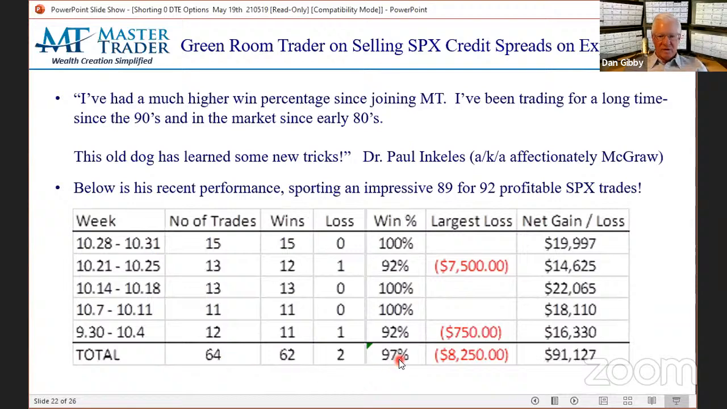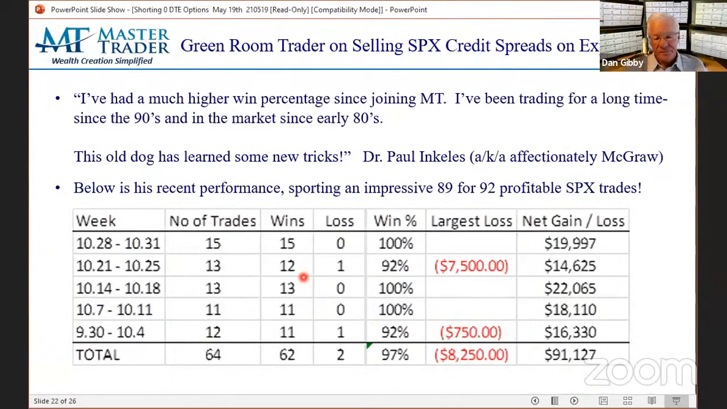97% win rate. Yeah, here's his losses, here's his gains, 62 of 64. And you cannot have stats like this by accident. You have a methodical method, which is what we're teaching today.